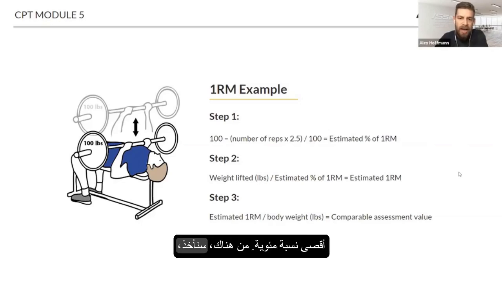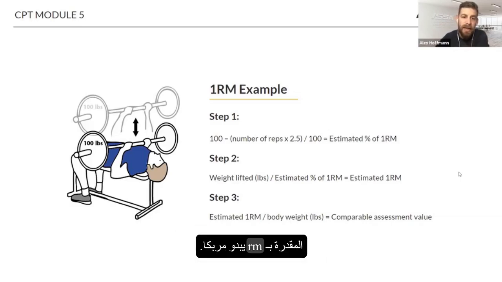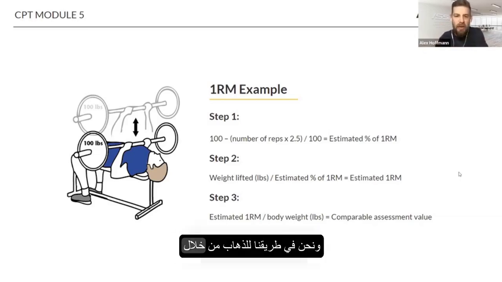From there, we're going to take whatever that result is, and we're going to use the weight that was lifted for those 6 to 10 repetitions there. And we're going to take the weight that was lifted, divide it by that percentage, and then we're going to get the final estimated 1 RM. Sound confusing? Don't worry, we're going to go through the process right now on this slide.